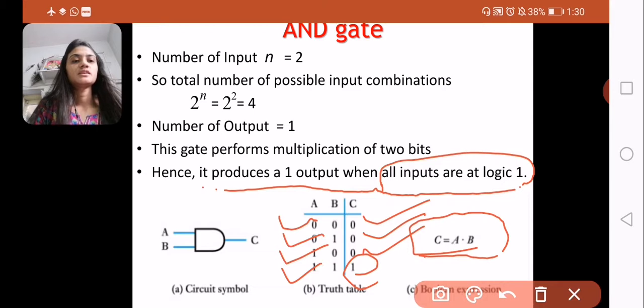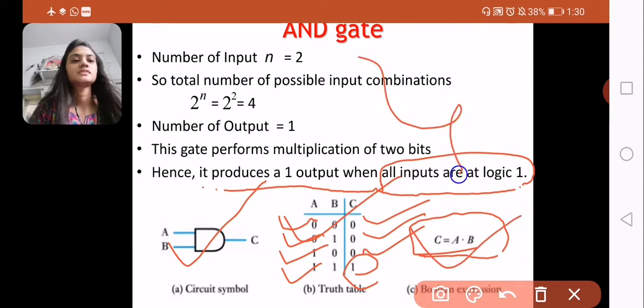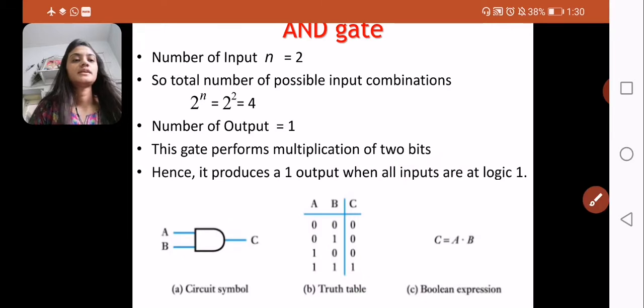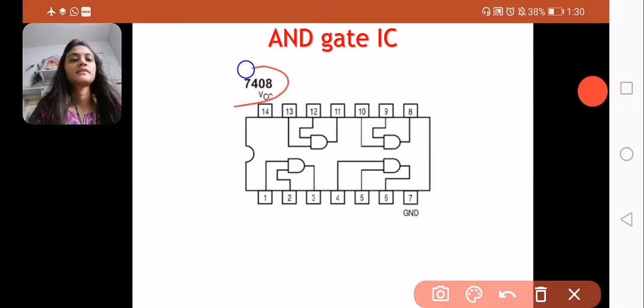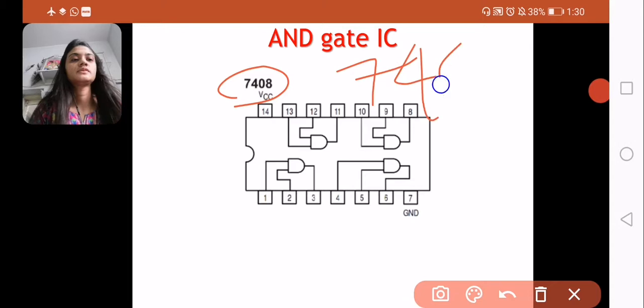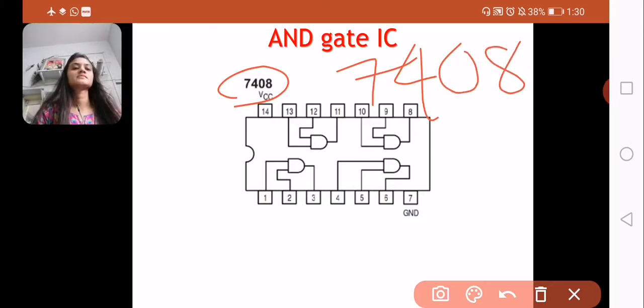So this was the AND gate. You have to remember its symbol, truth table, equation and description. Now let us see its IC. Its IC number is 7408. You can ask in the shop for a 7408 IC, and you will get the AND gate.